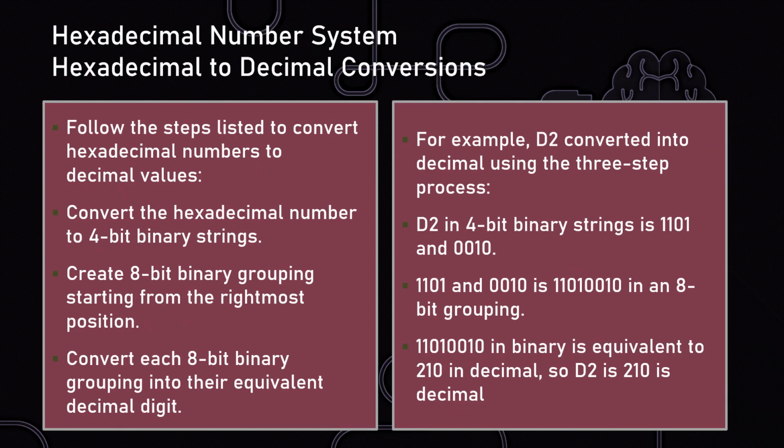So for hexadecimal to decimal conversions, let's take a look at our process. It's essentially the same thing we did for converting decimal to hex, but reversed. Of course, we're going to take the hex number, split it into 2 4-bit binary strings, and then create the grouping from the rightmost position. So if we take D2, D is equivalent to 13. So A is 10, B is 11, C is 12, D is 13. And then we have 2, which is, of course, number 2.